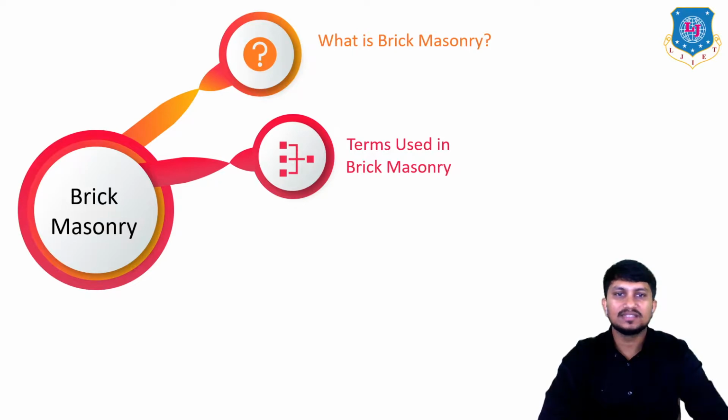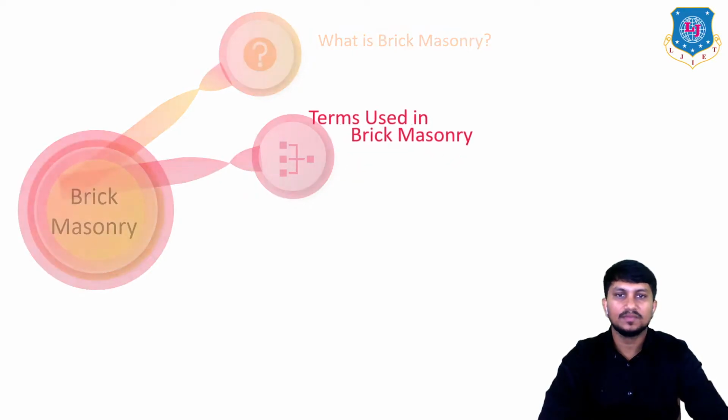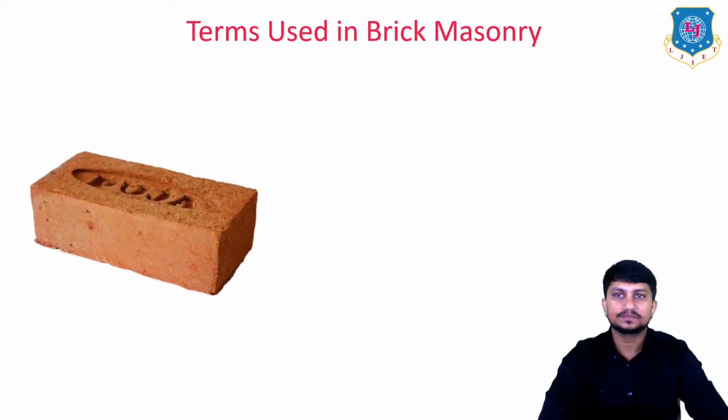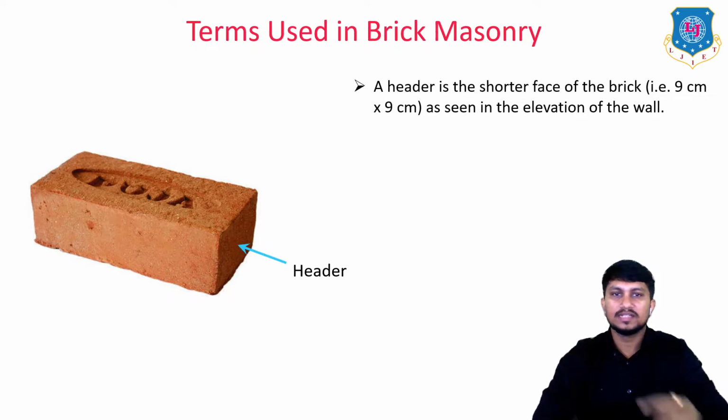Second is various terms used in brick masonry. Let's see. Here you can clearly see the brick, right? This is called as header. A header is a shorter face of brick having size 9 cm by 9 cm as seen in the elevation of the wall.